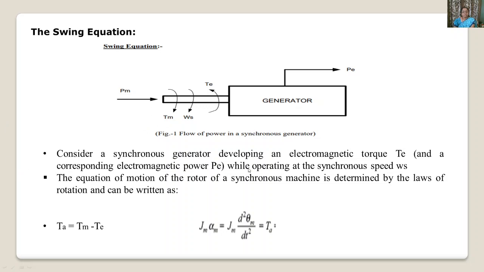Consider a synchronous generator developing an electromagnetic torque Te and a corresponding electromagnetic power Pe while operating at synchronous speed omega s. Here mechanical input is given to the generator and it gives electrical output. This is mechanical torque, this is electrical torque, and omega s is synchronous speed.